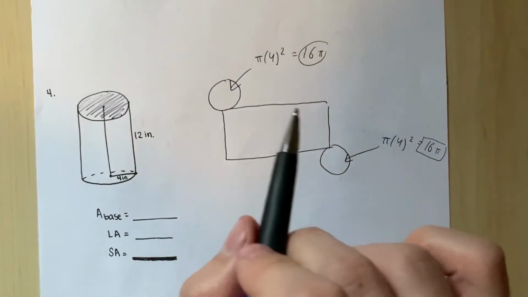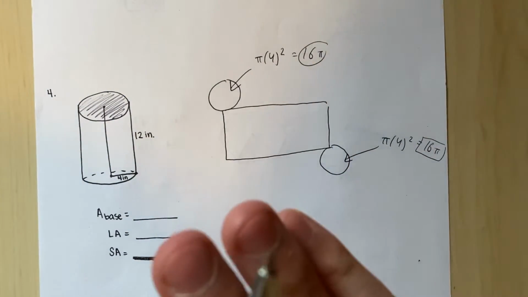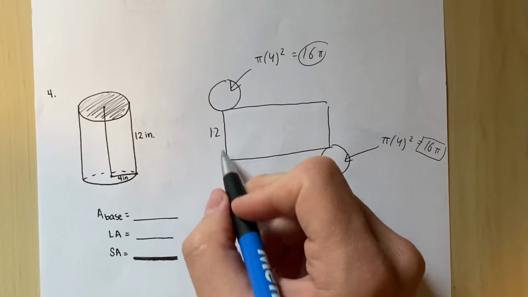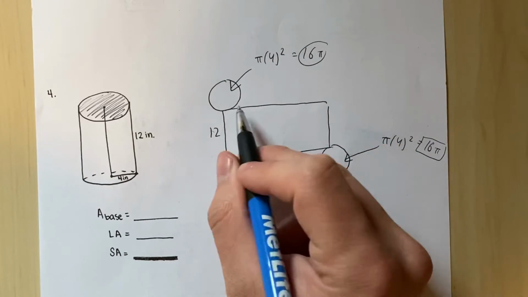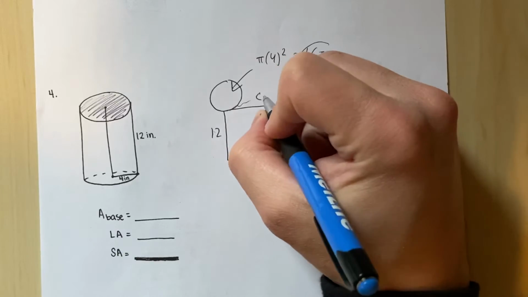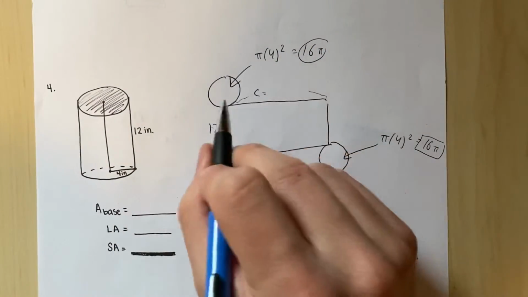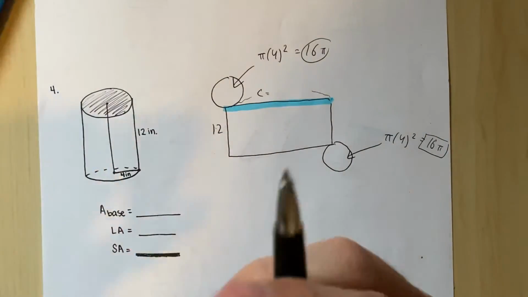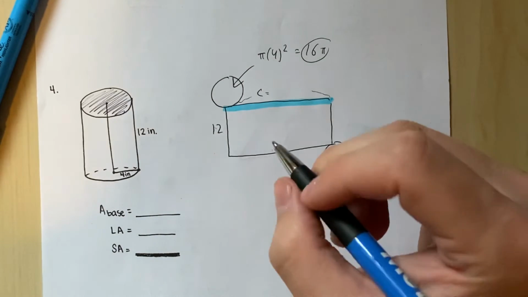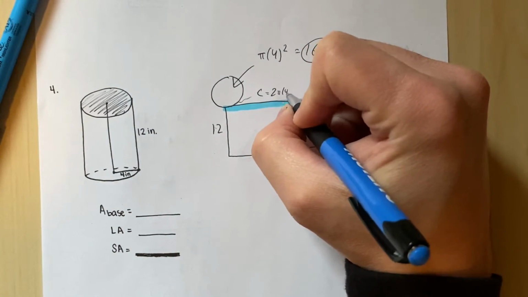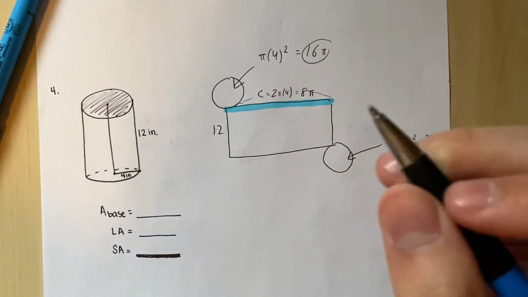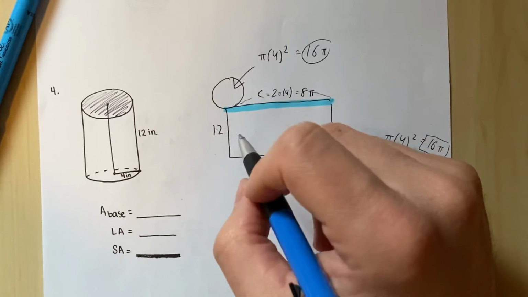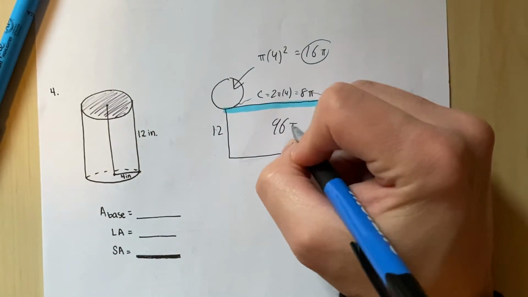The only difficult part is finding out what this thing is. But remember, look at your picture. The height is 12, so the height is always the height. This is nice and easy to find. But this part here, remember, is always the circumference. That's what that part always is. Never going to change. This blue part is the circumference, because that is what wraps itself around the circle. Okay? So that's 2 pi r, which is 8 pi. That's what this is, 8 pi, the circumference of the circle. So the area of this rectangle is base times height, which is 96 pi.